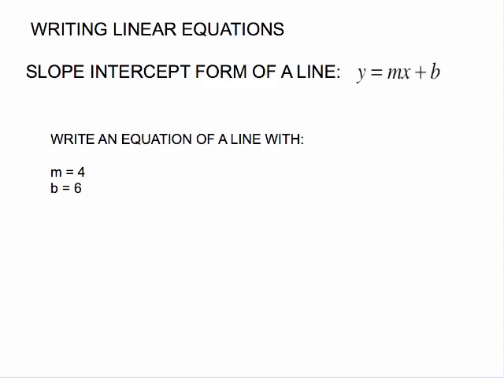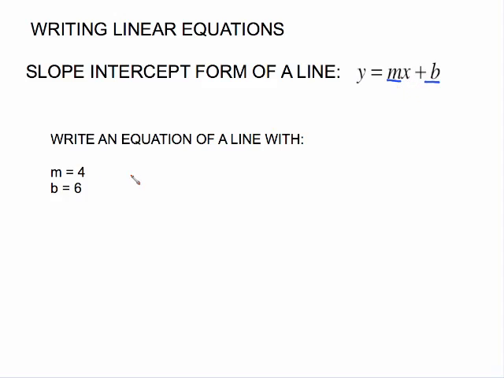This is the first video on writing linear equations. Y equals mx plus b is the slope-intercept form of a line. The m and the b are the unknowns, that if we know those, we can plug the values in for those and have the equation of a line.